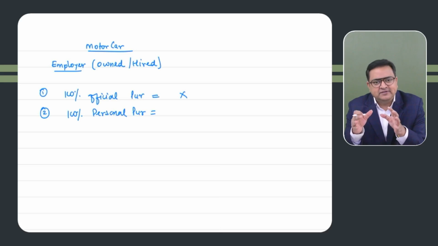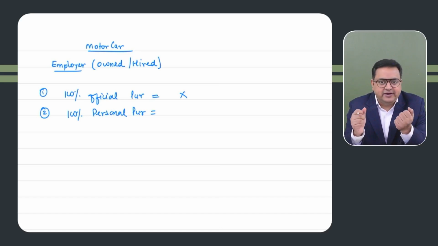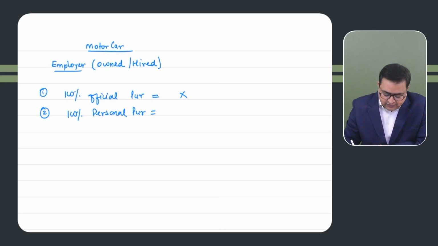Let's say all the expenses are made by the employee only, but the employer has provided you the asset, right? They have provided you the car. So that value of the car should be the perquisite value. So if it is owned by the employer, the value would be 10% per annum of actual cost, not of written down value. It should be the actual cost.